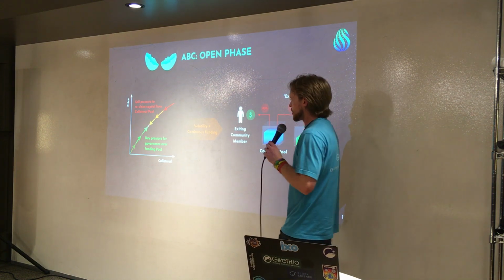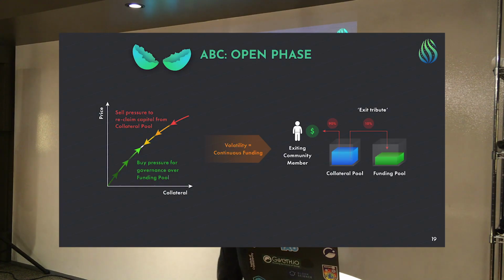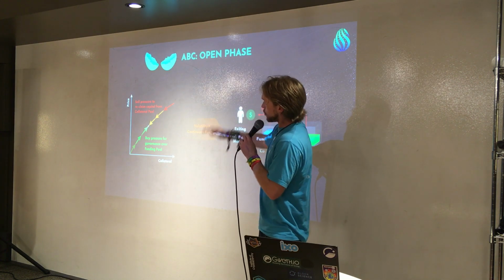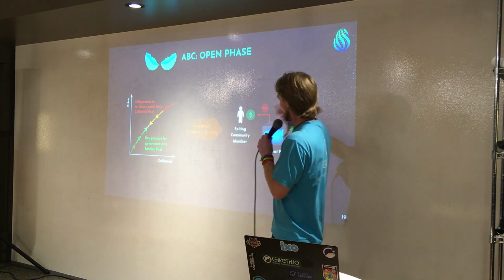And the interesting part of the augmented bonding curve, we can see here there's two different forces at play. When the price of this token goes up, you have people interested in selling who are reclaiming their capital from the collateral pool. So the price decreases as more people sell. But of course, as more people sell, there are fewer people exerting governance over this funding pool. So you have buy pressure where people want to purchase this token because they want to allocate the funding from that funding pool to their projects. So you have an interplay between these two forces, which creates some volatility on the curve, which is actually turned into continuous funding through this exit tribute.